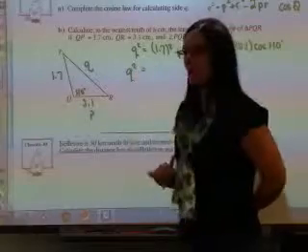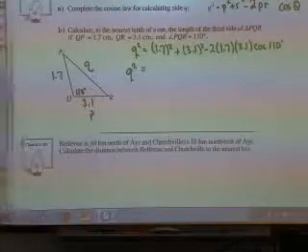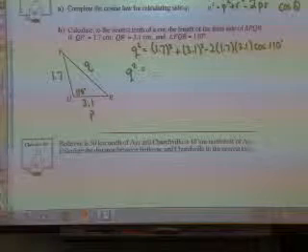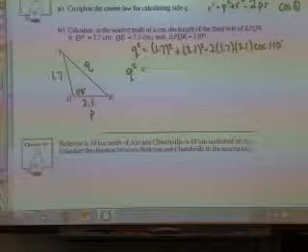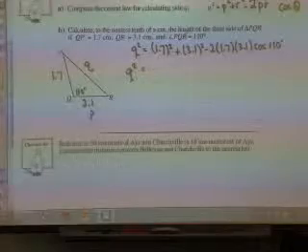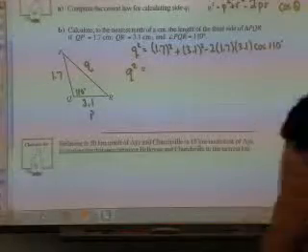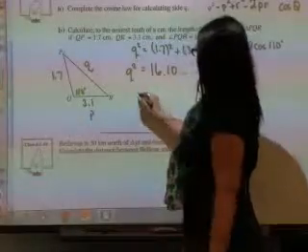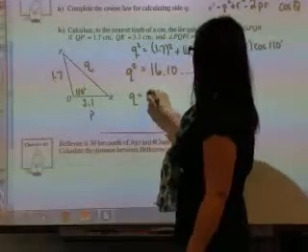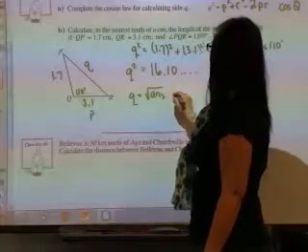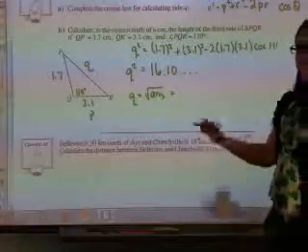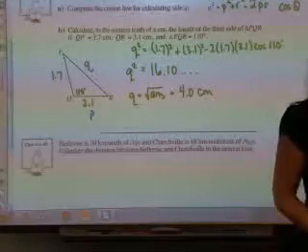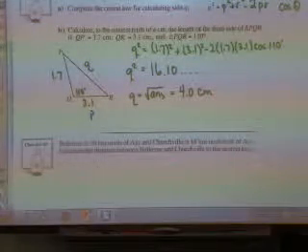What does Q squared equal? So then when I take the square root of that answer, what do you get? And don't forget the units. This is measured in centimeters.